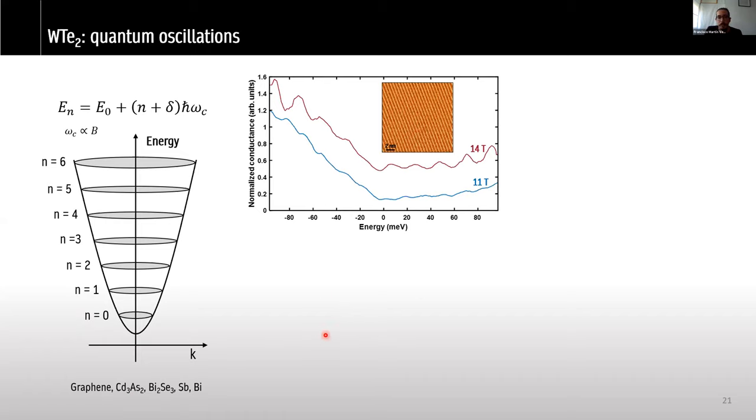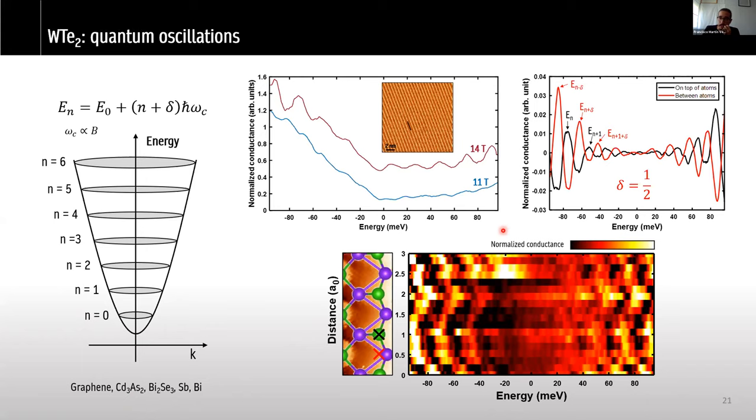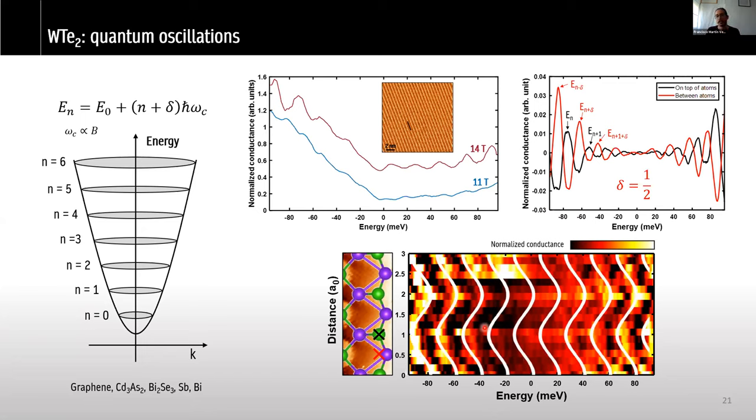So I want to make it clear that the region where we observe these quantum oscillations is different from those presented in the QPI studies. These are the conductance curves at 14 Tesla and 11 Tesla, and you can see how the amplitude of the oscillations is bigger at 14 Tesla, and also the separation between two consecutive levels increases with magnetic fields. Interestingly, we see a spatial dependence in the phase difference of the curves, and this spatial dependence is very reproducible and it doubles the atomic periodicity. And we are still trying to understand the origin of this very weird phenomenon.